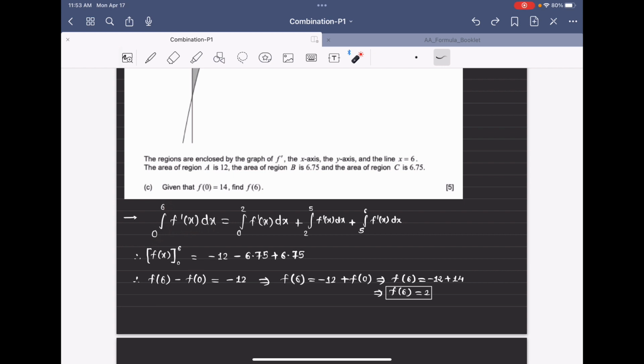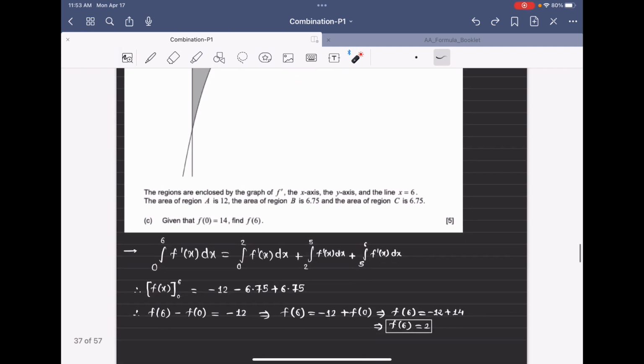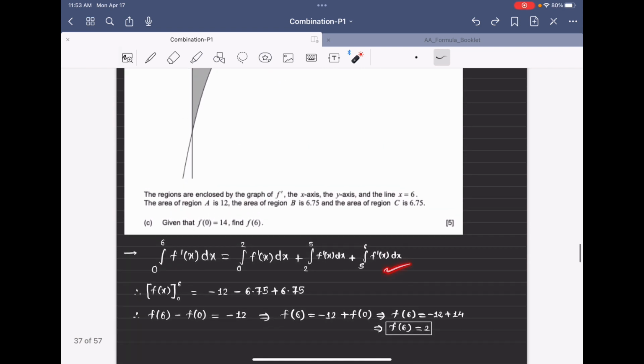This is your f dash x graph. 0 to 6 f dash x dx. First part 0 to 2 f dash x dx. Second 2 to 5 f dash x dx. And third 5 to 6 f dash x dx.